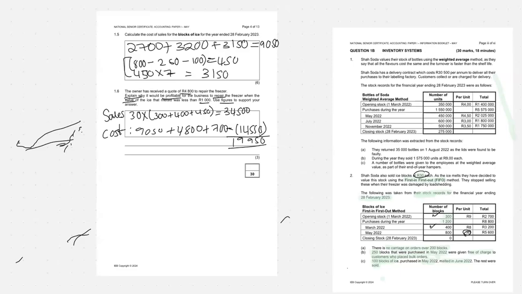Now 1.6, this was not FIFO. Okay, sorry, my sound may be a little muffled. But for 1.6, it was not really a question on FIFO, it was just a question on profitability. So you could have been asked the same question whether you were using weighted average. So you would have treated it the same way still. Okay.